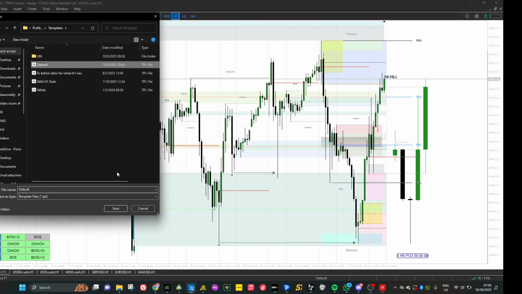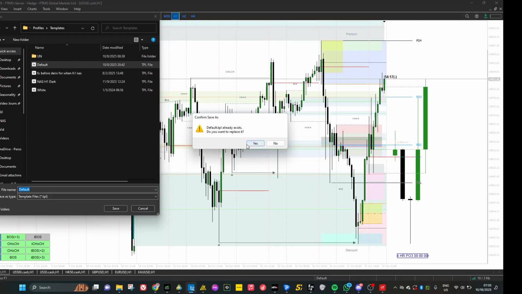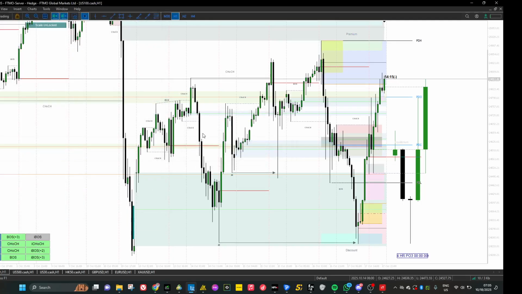Just resaving the template so I can see the structure levels. Even though this is showing me change of character and all of that, I just use it to know when the liquidity is run above these highs, because these are internal highs here. Some of them are daily highs, some of them are internal highs. And see here, we properly ran this high right around here, this low right around here perfectly, and we went back up.